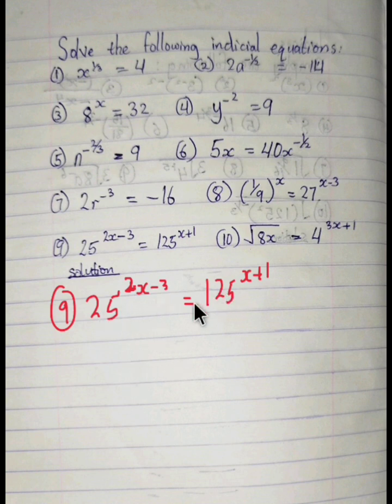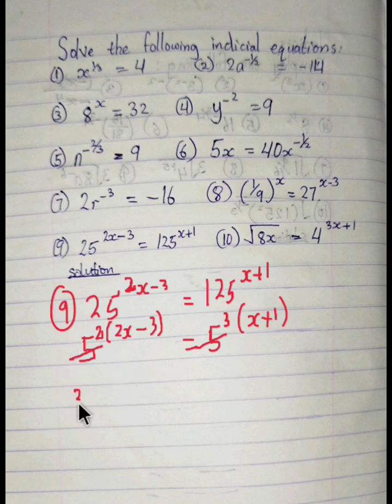So 25 and 125, we can write them in index form. 25 is going to be 5 squared, 5 times 5, 25, bracket 2x minus 3. On the right hand side of the equation, 125 is going to be 5 raised to power 3, 5 times 5, 25, times 5 is 125. So we put x plus 1 inside the bracket. Now the bases are the same. We have 5 here, 5 here, so we can easily eliminate them and equate the powers.